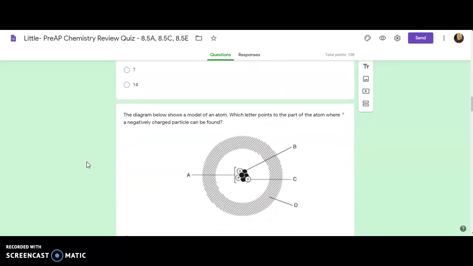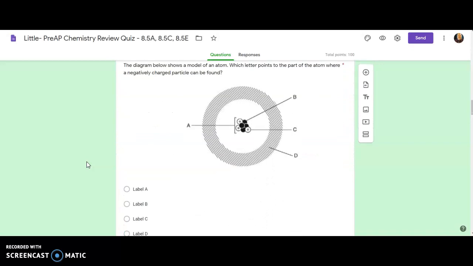Next question. The diagram below shows a model of an atom. Which letter points to the part of the atom where a negatively charged particle can be found? Is it label A, label B, label C, or label D?